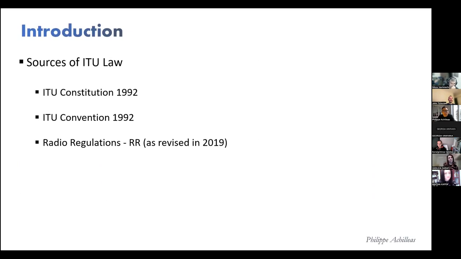The sources of ITU law are based on three main documents: the ITU Constitution of 1992, the ITU Convention of 1992, and the Radio Regulations. That is to say, a set of technical regulations that are modified on a regular basis by radiocommunication conferences. The last conference was organized in 2019, and the next conference will be organized this autumn in Dubai.